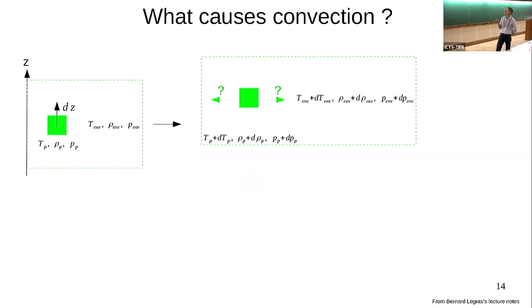Let's move it a little bit by a certain displacement dz. And we have new properties, Tp plus dTp, etc. And we have a new environment, T environment plus dT environment, etc. And we have to compare these two. So to compare these two, what I would like to do is know what sort of forces are going to act on that parcel, on that little cube of air. So what sort of forces should I consider?